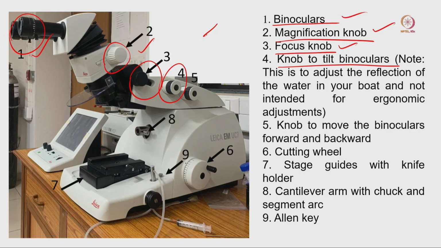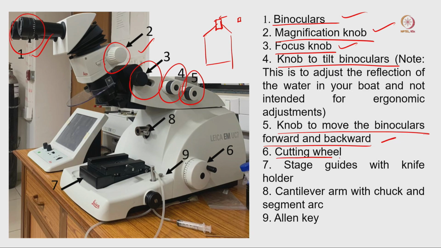So whenever we are talking about a tissue sample, there will be an instrument like that, where the tissue, a small piece of tissue or a small piece of cell pellet, will be attached here, and that is what we use to section. This is the area we are going to use to section. Then here is the knob to move the binoculars. So knob number 5, you can see it, moves the binoculars forward and backward. If you just want to go back and forth, you can use this particular knob.